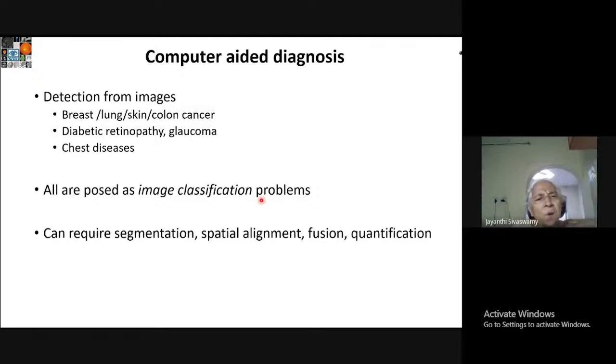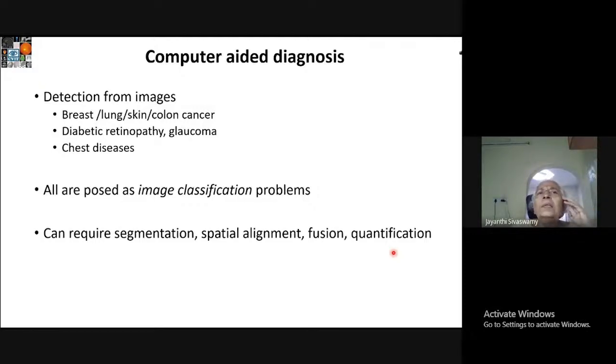Even though it's a classification problem, it may require pixel-level classification, which we call segmentation. Sometimes we take multiple images, as I showed you in the case of brain tumor. That means I need to do a spatial alignment across images, then fusion of information, and finally some quantification. If my output is supposed to be early versus advanced, I need to do some quantification to decide whether it is advanced or not. All these are possible in a CAD system. So now let's look at how CAD systems are built.